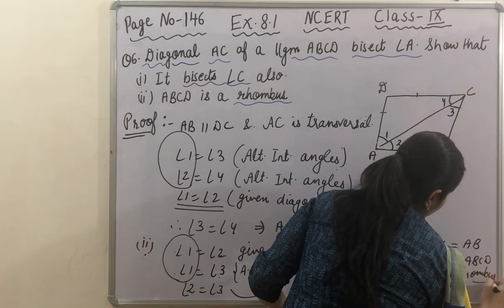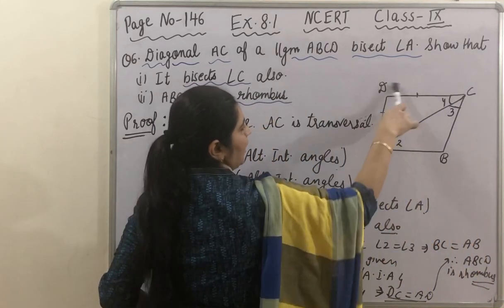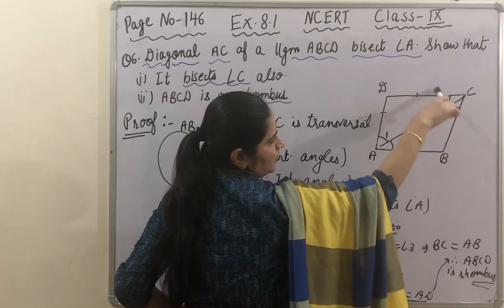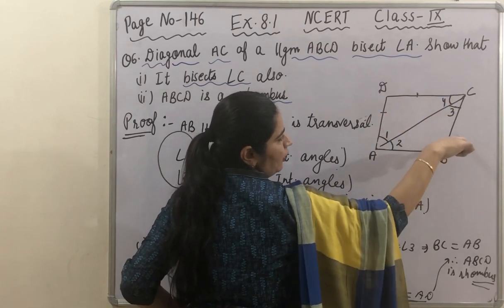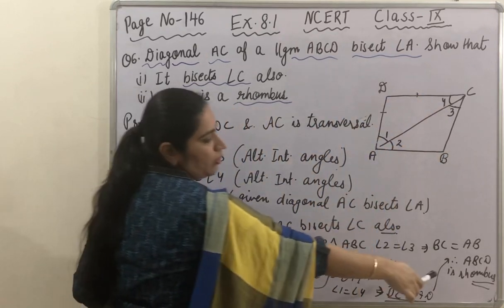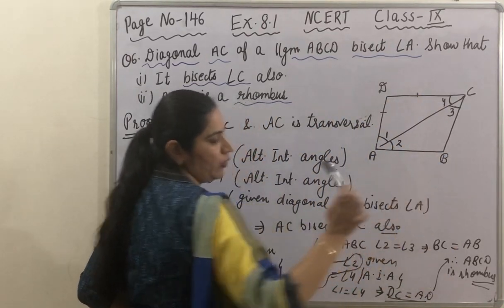Recall the property of a rhombus. In a parallelogram opposite sides are equal, we know, and here we have proved adjacent sides are equal. When the adjacent sides of a parallelogram are equal, it is a rhombus. In a rhombus all four sides are equal, therefore it is a rhombus.